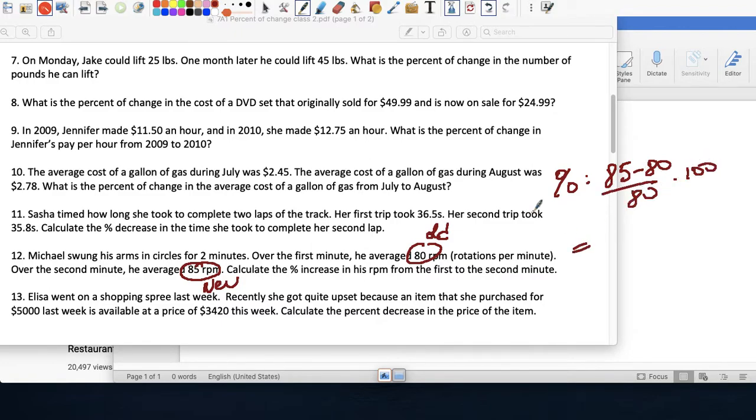So 85 minus 80 over 80 times 100. 85 minus 80, enter, divided by 80, enter. It's 0.0625. We're going to multiply that by 100, and it's going to give us 6.25%.